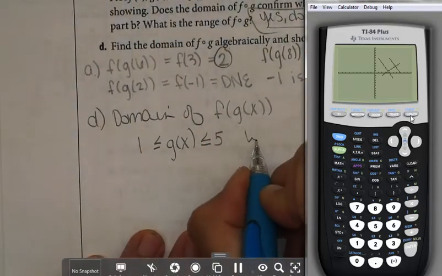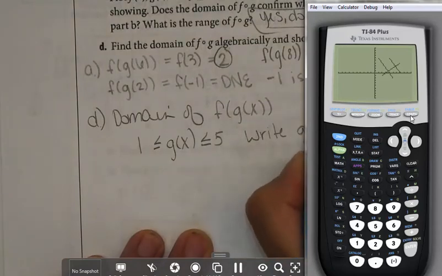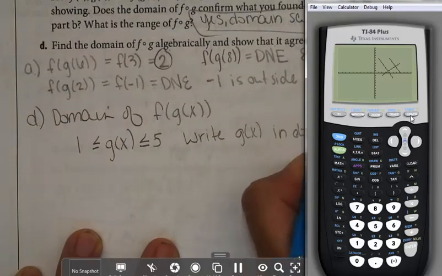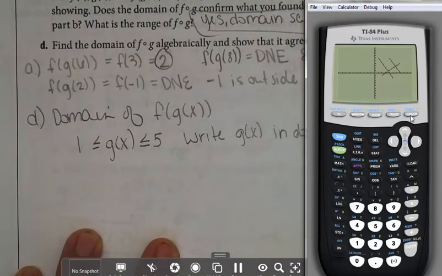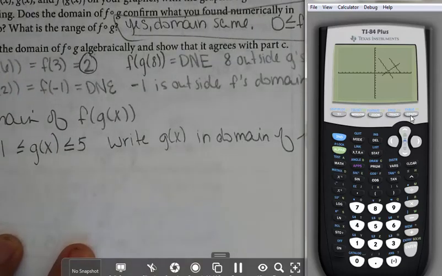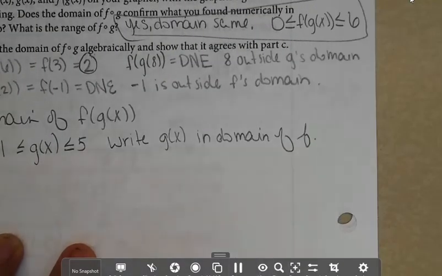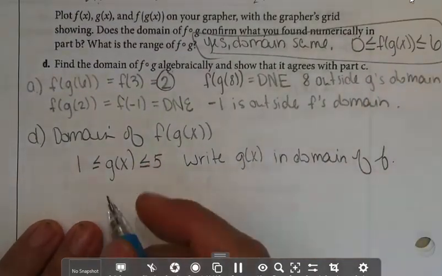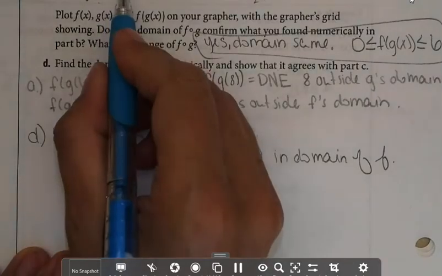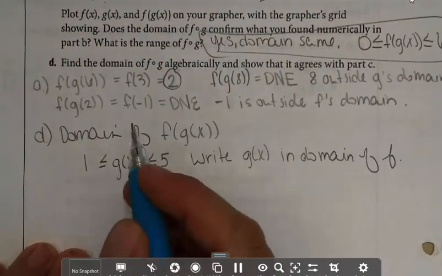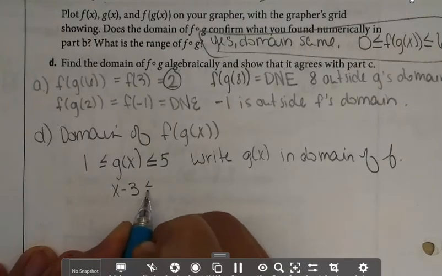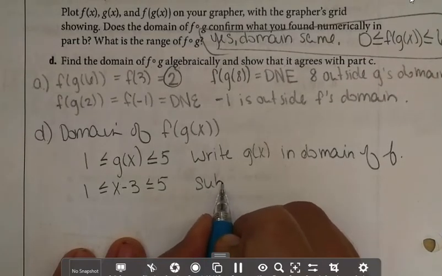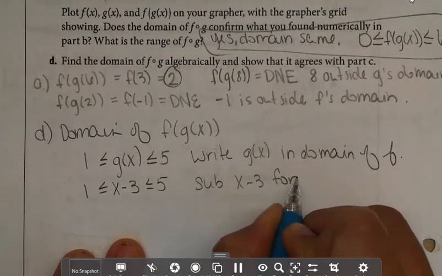Okay, so I'm going to write the steps here. Write g of x, which happens to be my inside function, in domain of f. I'm going to get rid of my calculator here. I don't think I need that anymore. Now I'm going to take g of x and sub it in here. So I'm going to take the x minus 3 and plug it in for g of x. So I'm subbing x minus 3 for g of x.